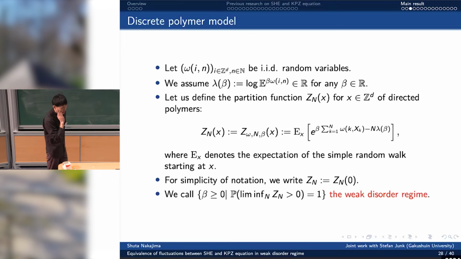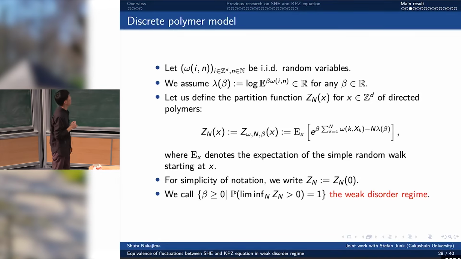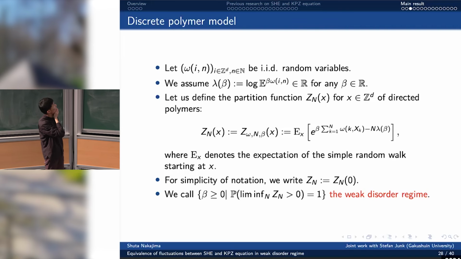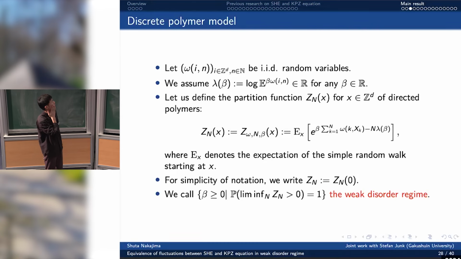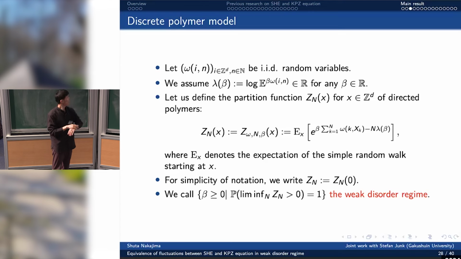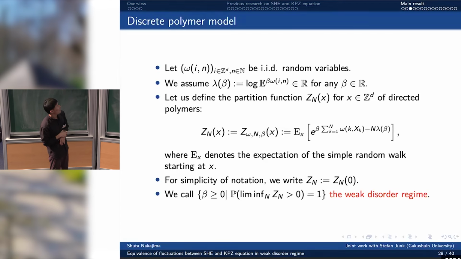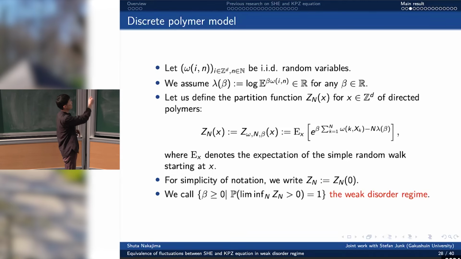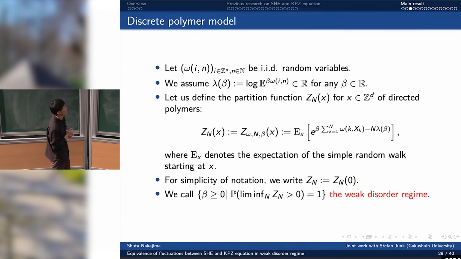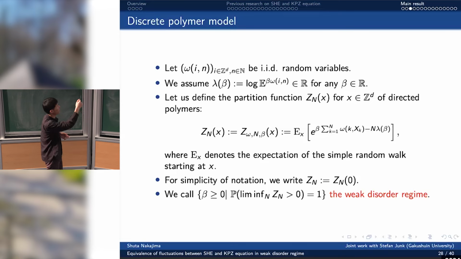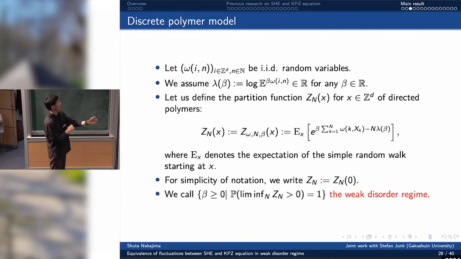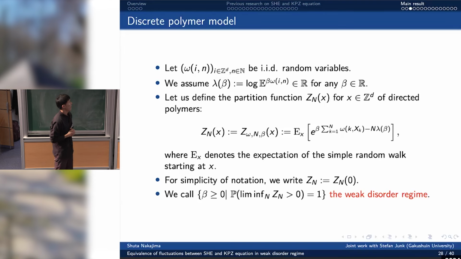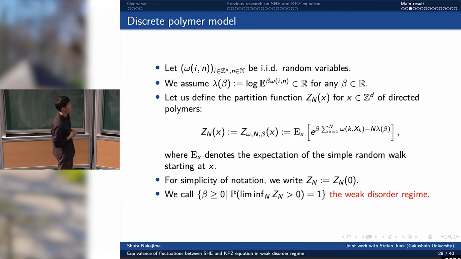Okay, this is the slide for the discrete polymer model. Let omega be i.i.d. random variables, and lambda of beta is the log moment generating function. And we define the polymer measure by this. In this case, the Hamiltonian is just the sum of omega k at xk, where xk is a simple random walk. For simplicity, we write Zn like this. And finally, we define the weak disorder regime.